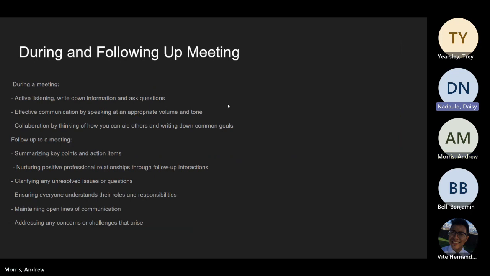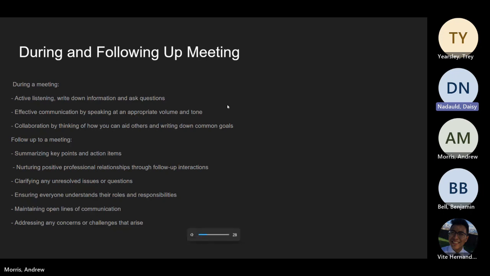So during a meeting, you should engage in active listening. Something that helps is writing down information and also asking questions so that you fully understand what's being said. It's important to communicate by speaking in an appropriate tone, especially not any kind of tone that might be taken as sarcastic or upset. And then collaboration by thinking of how you can aid others in their tasks or other things like that, and writing down common goals.